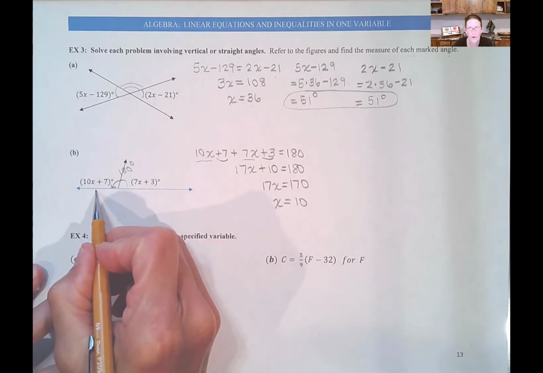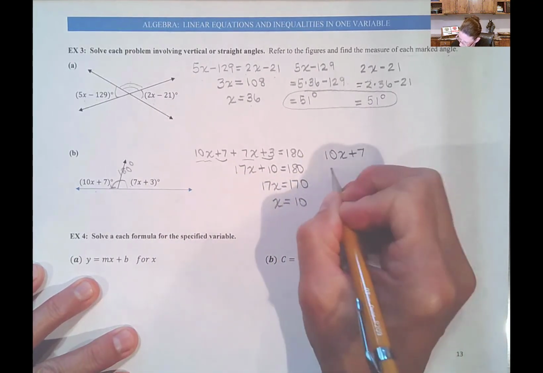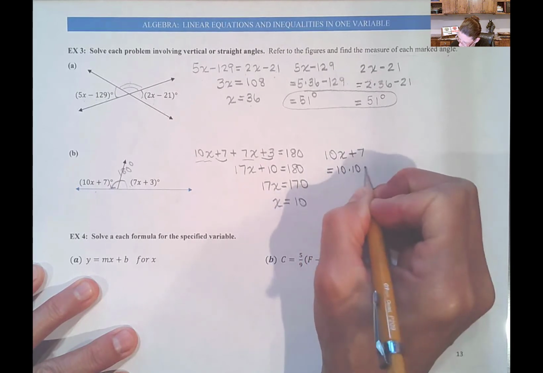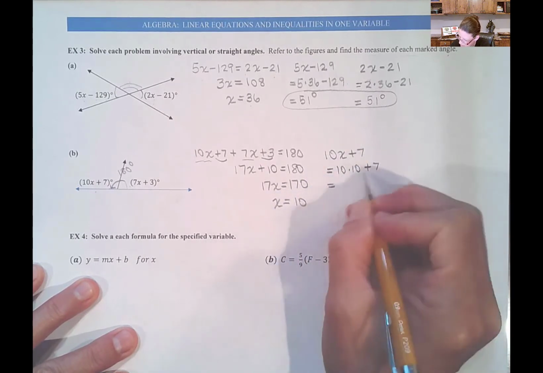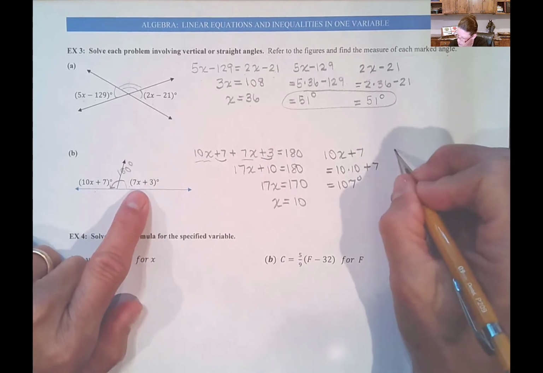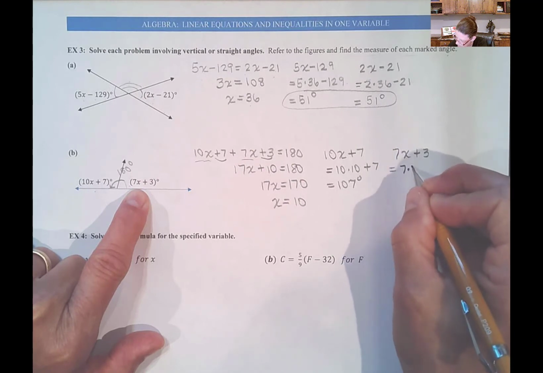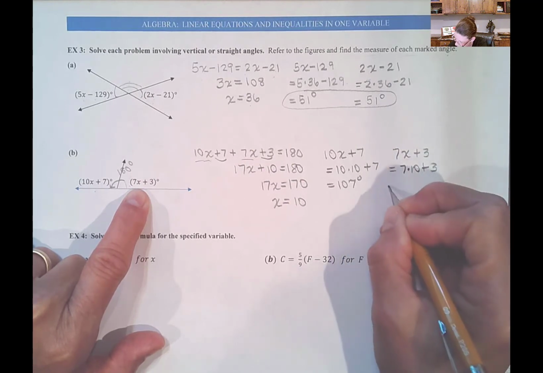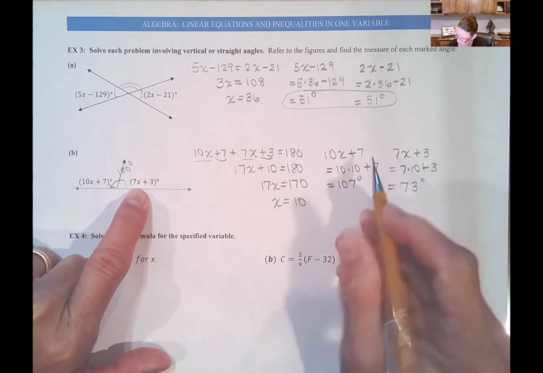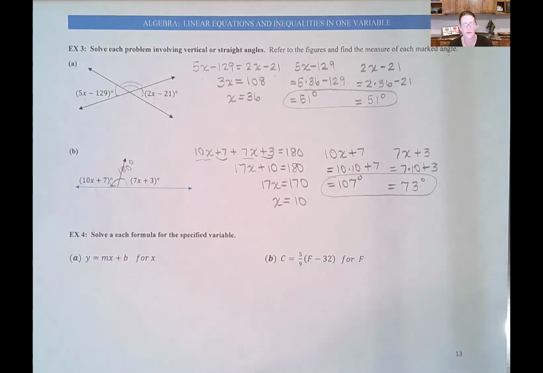Okay, our first marked angle is 10x plus 7. In other words, 10 times 10 plus 7, as we replace x with 10, and that's equal to 107 degrees. In our second expression, 7x plus 3, replacing x with 10, 7 times 10 plus 3, and that is 73 degrees. So our marked angles measure 107 degrees and 73 degrees, and notice that those are supplementary. If you add them together, they form 180 degrees, so we feel really good about our work there.